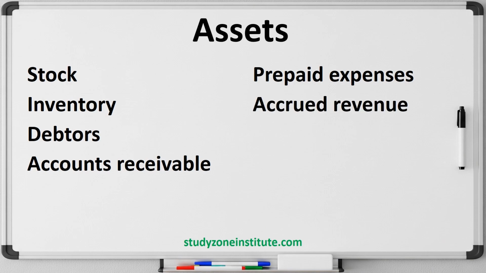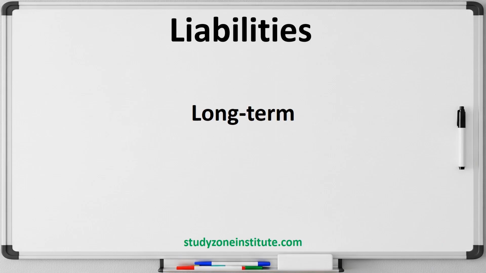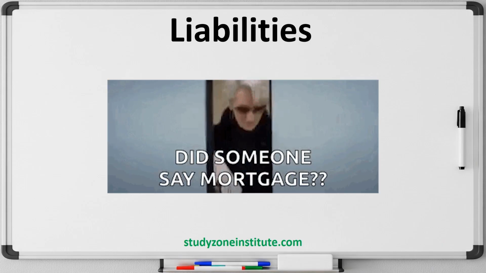Accrued revenue, money the business has earned but not yet received. Bank, money held in the business's bank accounts. Cash, physical money the business has on hand. Liabilities are a business's debts or obligations. They can be long-term, payable in over a year.